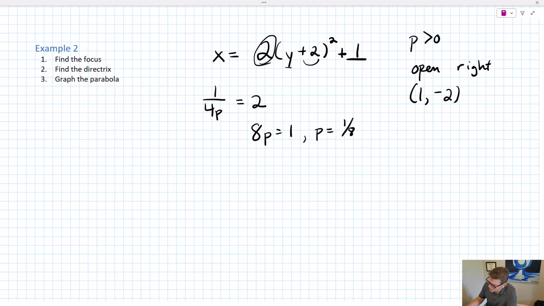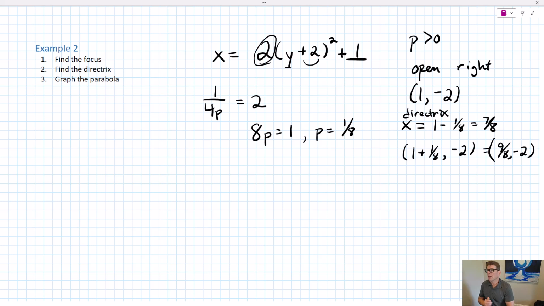So my directrix is now going to be x equals, so here's the directrix. It'll be an x value because we're going right and left, and it's going to be x equals 1 minus 1/8, which equals 7/8. And my focus is now going to be 1 plus 1/8, so it'll be (9/8, -2). Remember, with left and right, we switch which value we add to. Since this opens right and left, we add to the x, and we keep the y value the same.